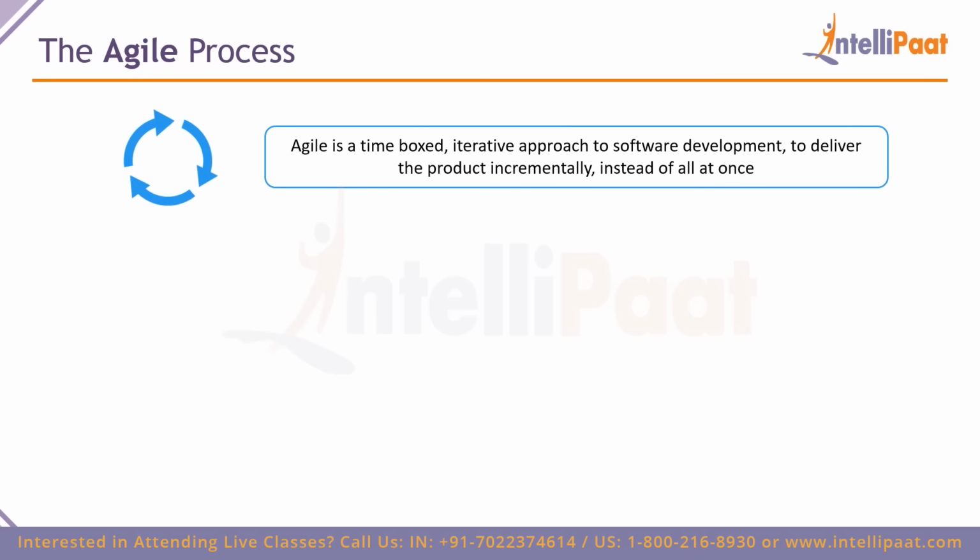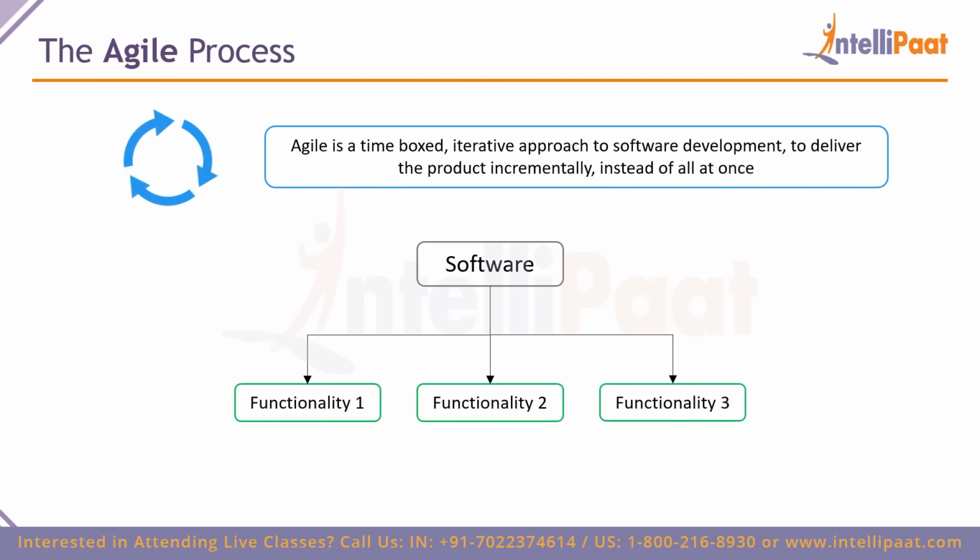Let us understand that diagrammatically. Say you have a software. A software is generally composed of functionalities. So a software is a combination of features. It could be functionality one, two, three, if the software consists of only three functionalities, right? This is generally how a software is made up.